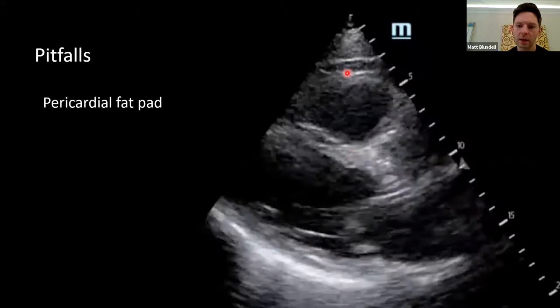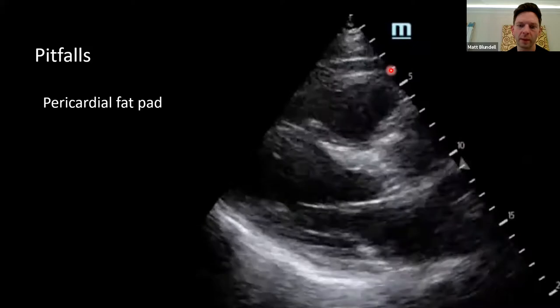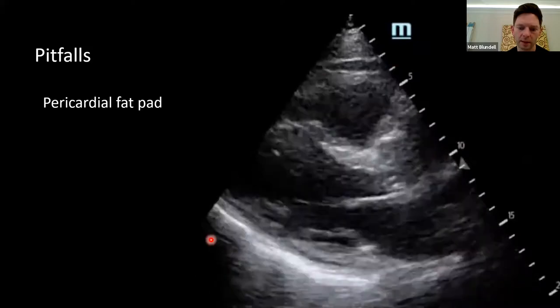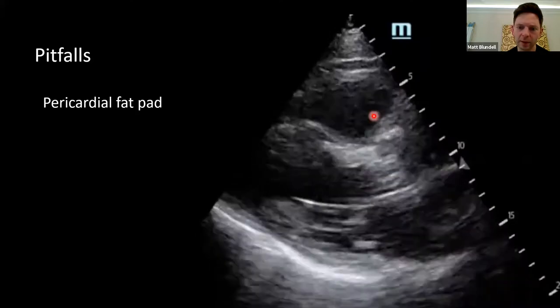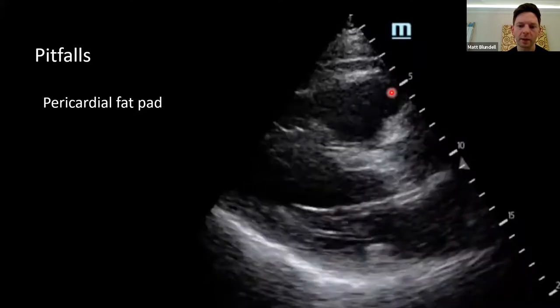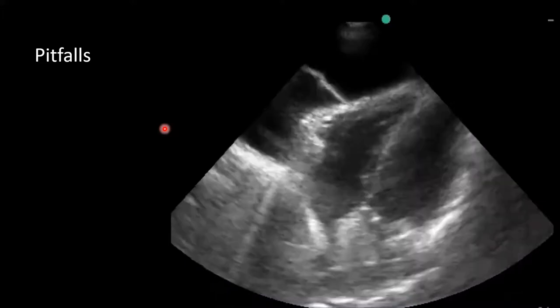And again, this is another video of pericardial fat pad just at the top here. You could be forgiven for thinking that's a small pericardial effusion, but again, looking posteriorly, you can see there's no free fluid there at all. And it does actually look a little bit more speckled in pattern rather than the dark anechoic fluid inside the heart. And then finally, can I ask a question?